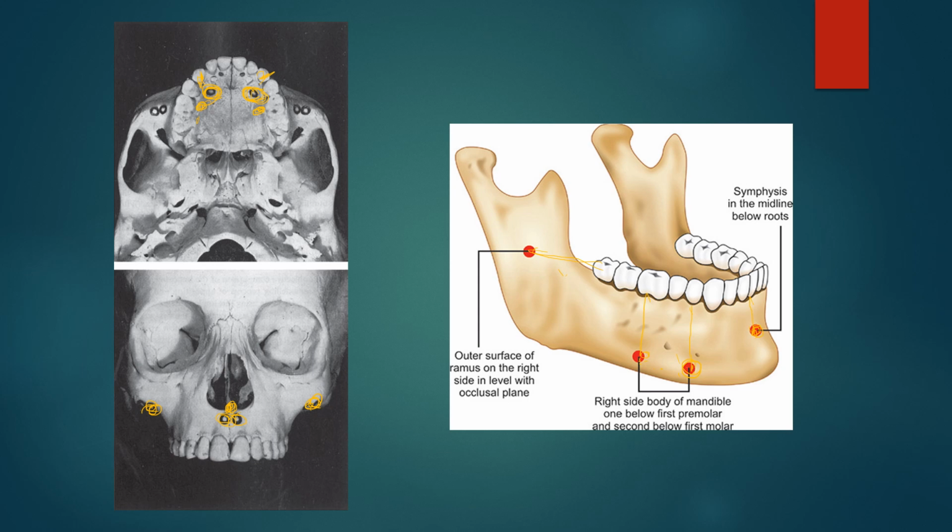One is the anterior aspect of the symphysis in the midline below the root tips. Then two pins on the right side of the body of mandible, one below the first premolar and the second below the second premolar or the first molar. Then one pin on the external aspect of the right ramus at the level of the occlusal surface of the molars. These are the methods of studying growth.